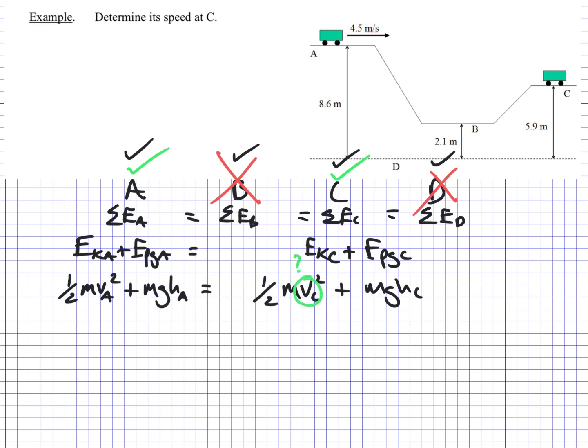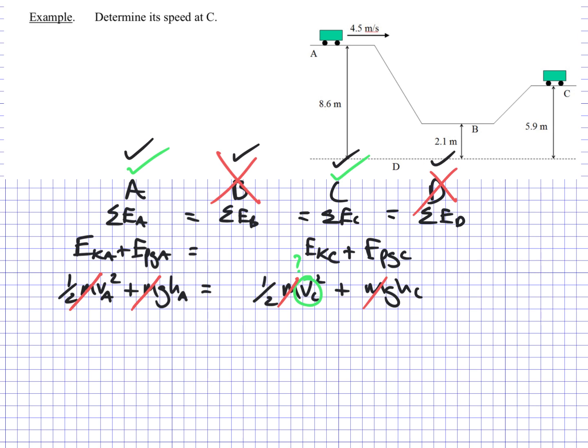Now, you may notice that we have masses being multiplied through every part of our equation. So, good news. We can cancel all of them. All of the masses disappear since they are being multiplied in every term in this equation. And that leaves us with a situation where we can solve for the velocity at position C.